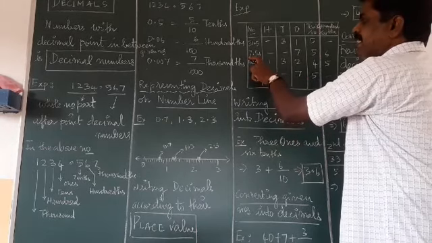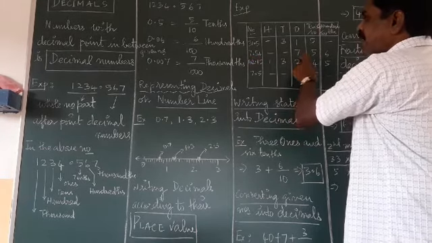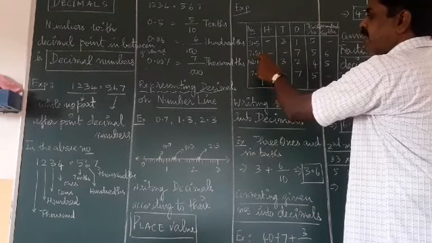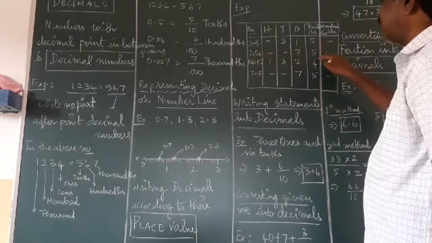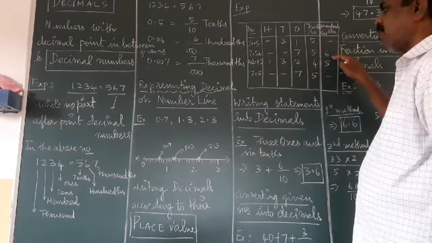7.56. Here only one digit is there before the point, that is the 1's unit, 7. After the point we have 5 and 6. So 5 is the tenth unit and 6 is the hundredth unit.